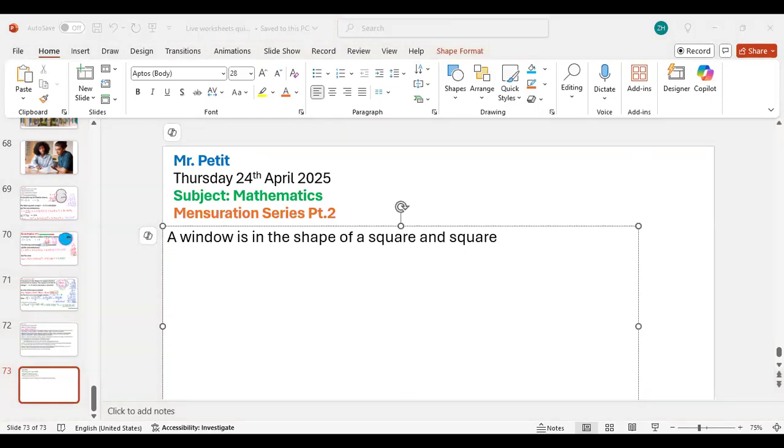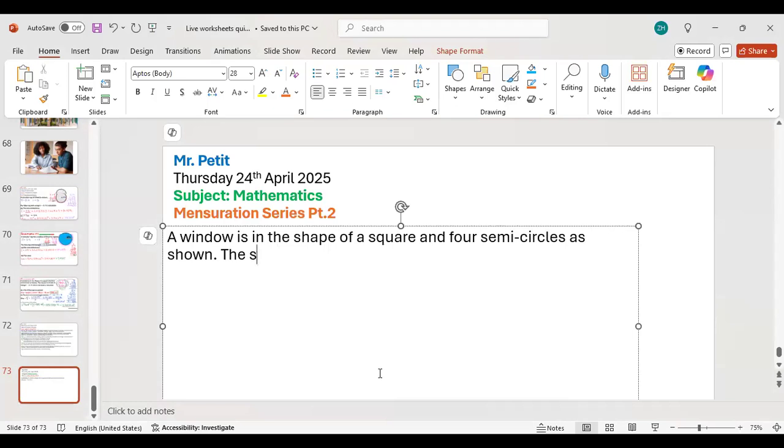All right, so a window is in the shape of a square, and 4 semicircles as shown. The square is of side 24 centimeters.